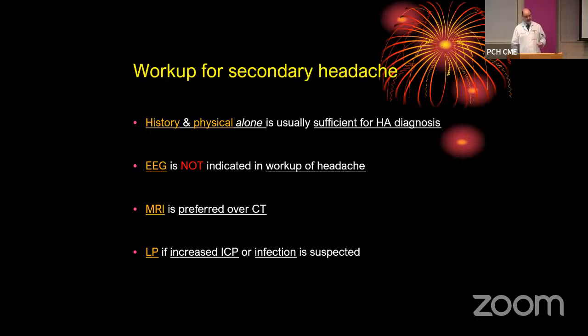If you're going to do imaging, the American Headache Society has published a position paper, which has also been endorsed by the American Academy of Neurology and the Child Neurology Society, stating that if you're going to do imaging, MRI is preferred over CT. MRI is going to give you a more detailed picture of the brain. It's going to show you more possible secondary causes for headaches. And CT obviously has radiation and has additional risks.